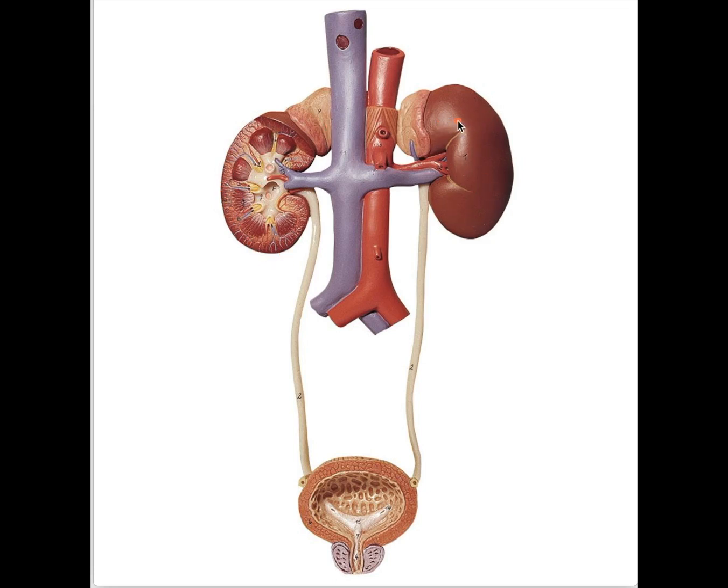easily seen on this side, the different pyramids, the columns. You can see some of the blood vessels, the minor calyx. Here's a minor calyx. Here's a major calyx right here because we've got two. And then the renal pelvis right here. And then obviously the renal artery and the renal vein.